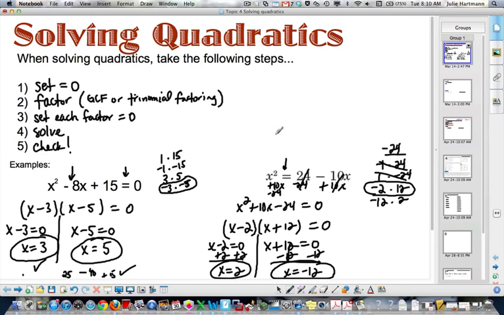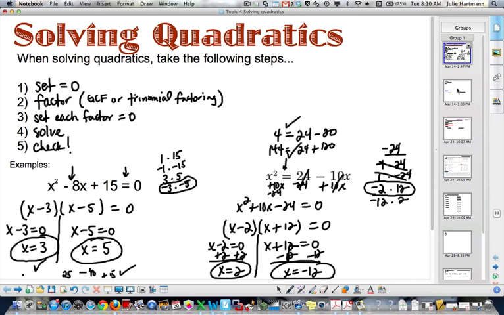Plug them in. 2 squared is 4. 24 minus 10 times 2, 10 times 2 is 20. 24 minus 20 is 4. So that checks. And with negative 12, negative 12 squared, negative 12 times negative 12 is 144. Equals 24, and then negative 10 times negative 12 is positive 120. 24 plus 120 is 144, so that checks. So they're both answers.